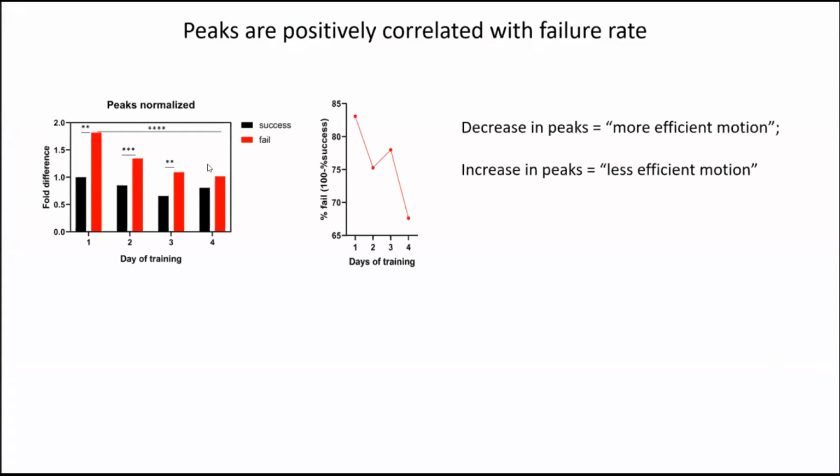So this suggests to us that it's possible that the failed reaches are becoming more mechanically similar to the successful reaches, meaning that efficiency overall is increasing.